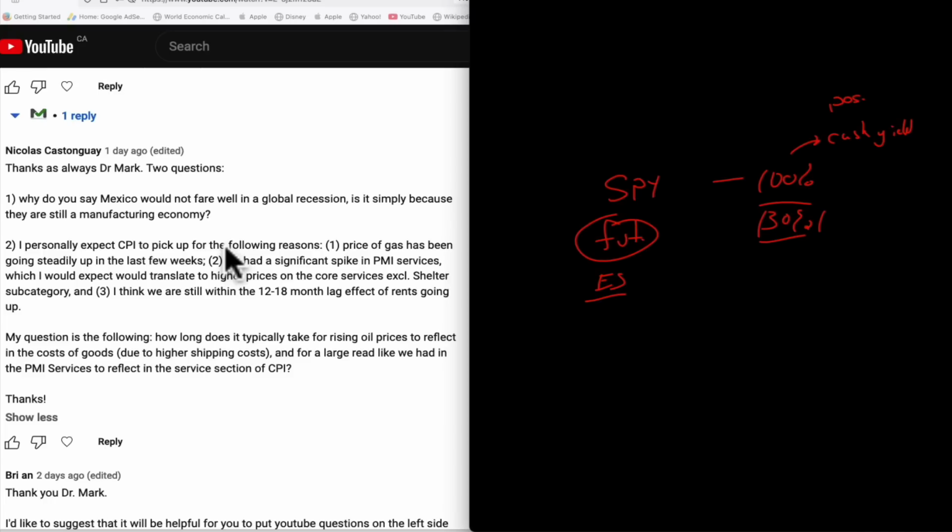Well, shipping right away, pretty much right away. And for a large read like we had in the PMI service to reflect in the service section of CPI. Well, inflation happens at the margin, right? It's the very next thing that you buy or the very next person that you hire. So it tends to show up pretty much right away. I wouldn't even say that it shows up with a lag. It tends to show up when it shows up. It's when it disappears. When we say a lag, how long does it take for rising interest rates to stop that level of inflation? That's what we mean for a lag.